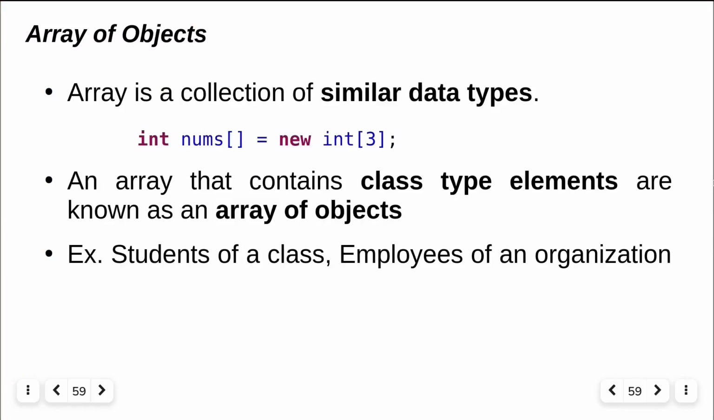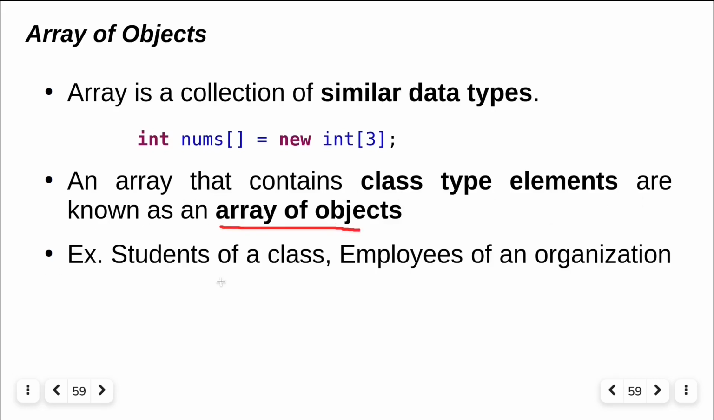We have learned about arrays and objects. We know that an array is a collection of similar data types. Like this, we can create an array of 3 integers. We can also store objects in an array like primitive types. An array that contains class type elements is known as an array of objects.